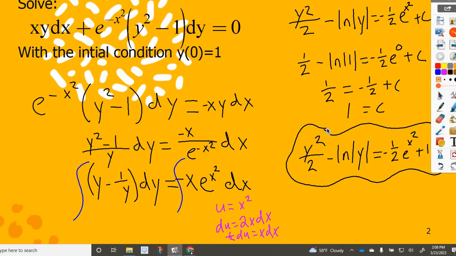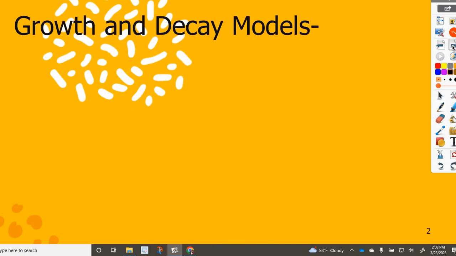So it's just kind of an example of a separation of variables that looks a little bit different than some of the other ones that we've done. Alright. Now let's get into growth and decay models.